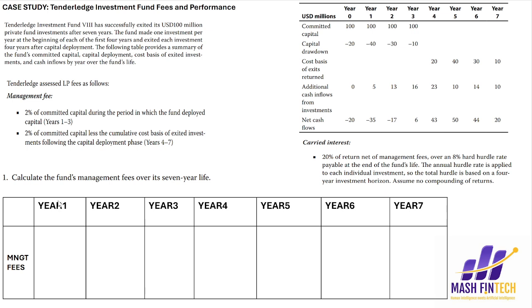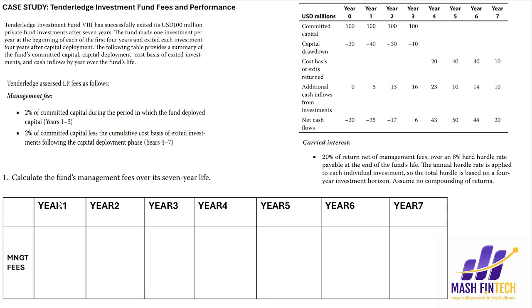Tyndallage Investment Fund 8 has successfully exited its 100 million private fund investments after 7 years. The fund made one investment per year at the beginning of each of the first 4 years and exited each investment 4 years after capital deployment. The following table provides a summary of the fund's committed capital, capital deployment, cost basis of exited investments, and cash inflows by year over the fund's life.